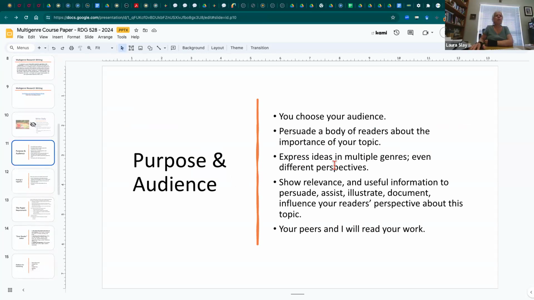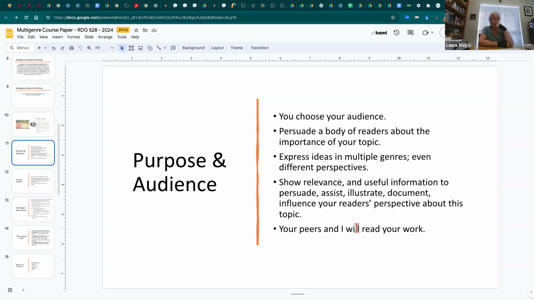So your purpose is to choose your audience and to persuade a body of readers about the importance of your topic. In this case, it's writing instruction. I'm giving you your topic because that's what this course is all about. When I've done this project with other students in this class, the people did a lot of their own research, and so they picked their topic, but I didn't ask you to go through all of that this time.